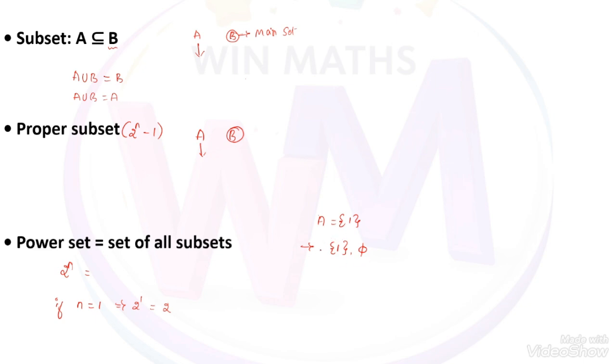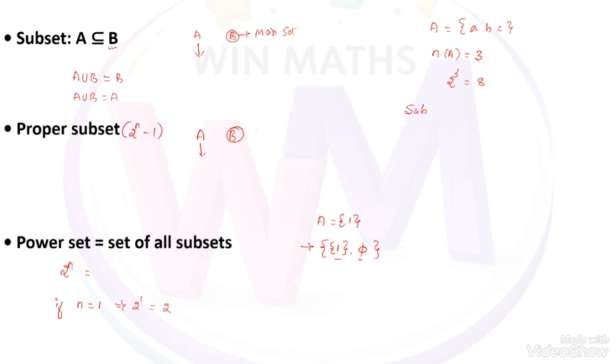That's why the power set of A is equal to the collection of all the subsets. For example, our set has three elements A, B, C. Then how many subsets are there? The number of elements of A is represented by n of A, which is 3. So the number of subsets is 2 to the power 3, which is 8.